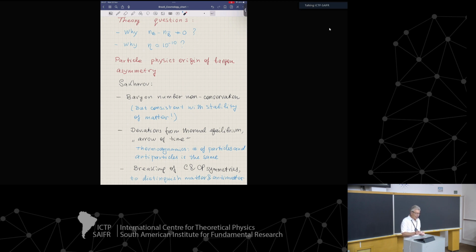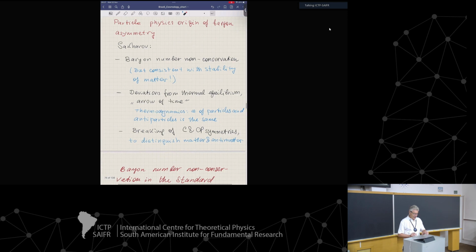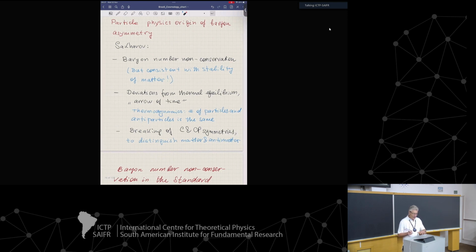There are several theory questions. Why at all do we have an excess of matter over antimatter, and if we are more ambitious, we want to understand this number, 10 to the minus 10. I think that you will hear what I'm going to say now several times during this course. So I will go relatively quickly through this part, and I'm going to stay mainly on a qualitative level, and we will learn much more detail, I guess, next week.